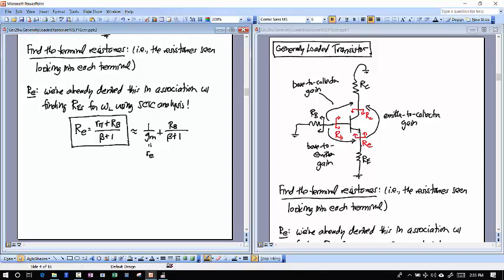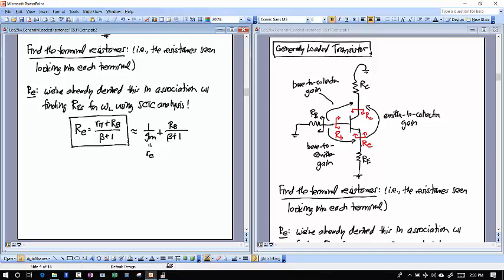Okay, these numbers you should have in your head. That will help you less. 25. All right, so 1 over GM is about 25. Whatever RB is divided by beta, what would be in your lab? That's like 830 divided by 100. It's like 8 ohms or so. So it's a very small resistance there.